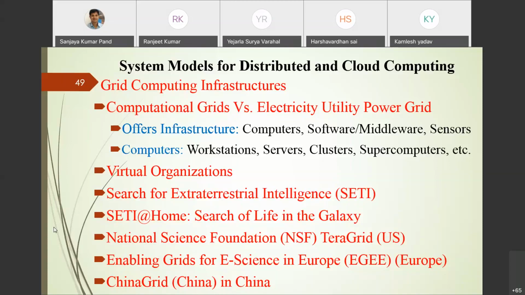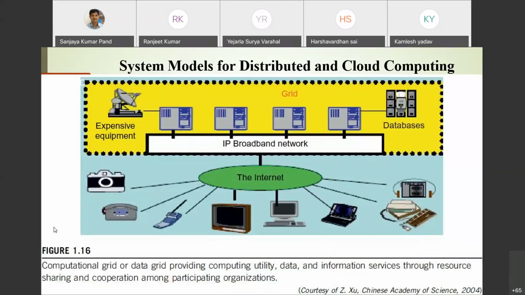Similarly, the US uses TeraGrid. Similarly, in Europe, there is a project called Enabling Grids for E-science in Europe. This project is giving computational power. China is using China Grid, right? So these grids are developed by a particular country or in a particular continent. People are forming a grid, and they are providing massive power so that scientific and engineering applications run on that particular grid. So this is the computational grid, or you can say data grid.